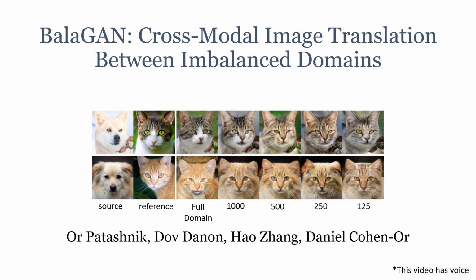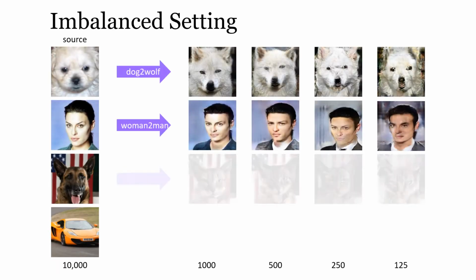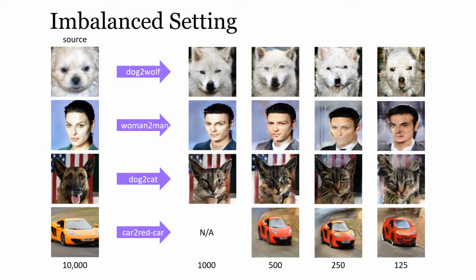BalaGAN, Cross-Modal Image Translation between Imbalanced Domains. State-of-the-art, unsupervised image-to-image translation methods struggle to achieve high-quality results when trained on imbalanced datasets.